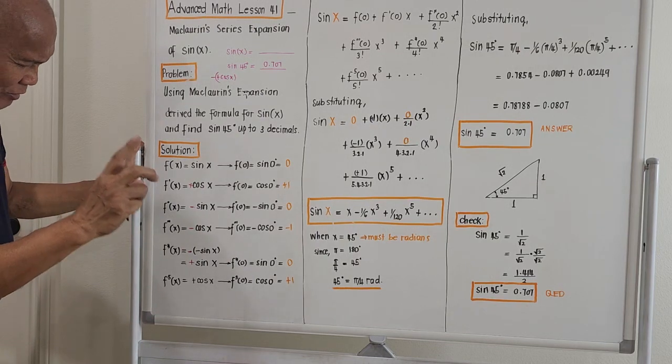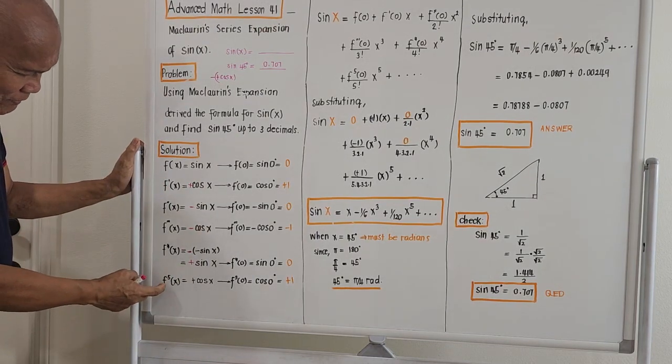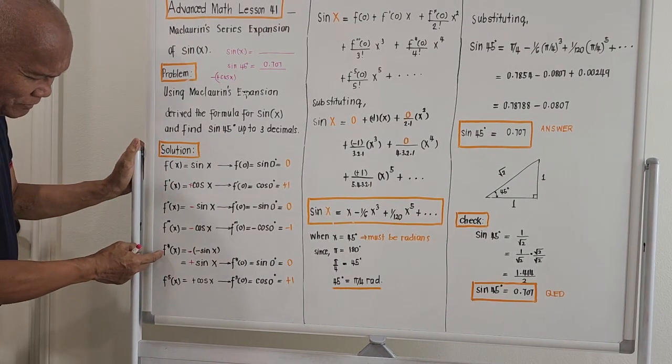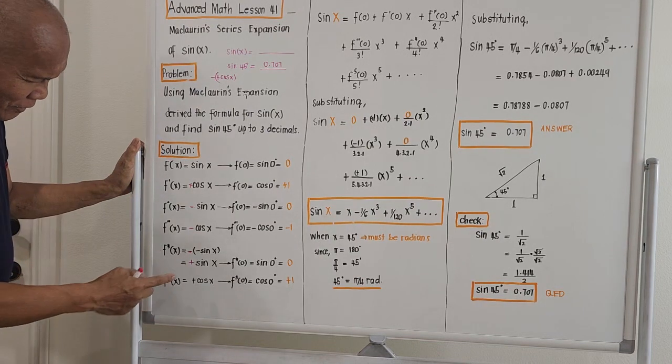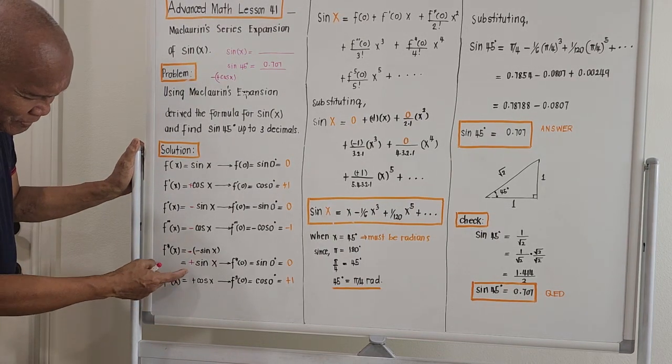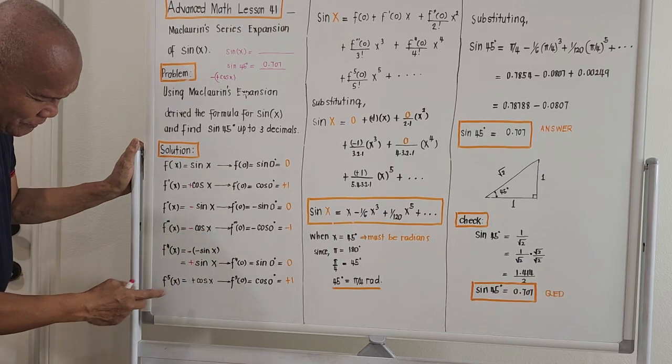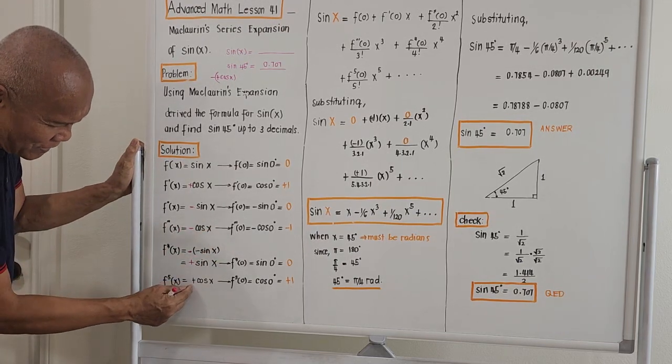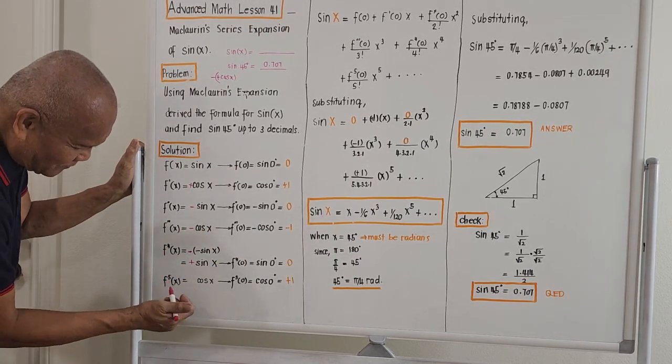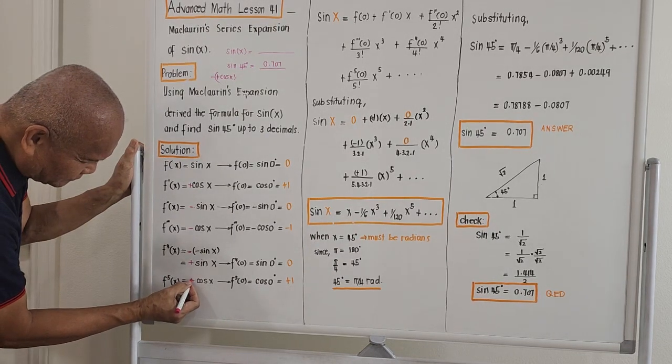Let's take the fifth derivative. The fifth derivative is the derivative of the fourth derivative. If we take the derivative of this, since this is plus, there's no problem. Then the derivative of sine is plus cosine of x. So this is plus.